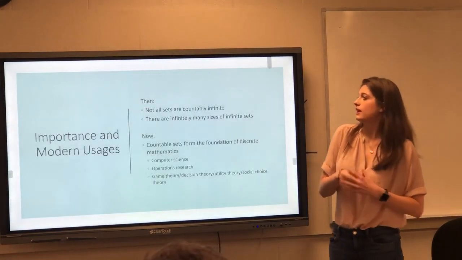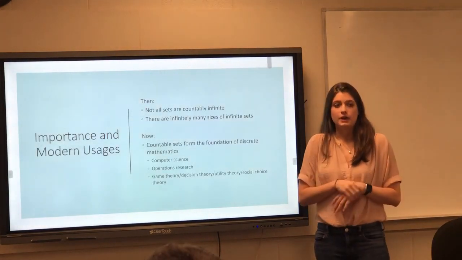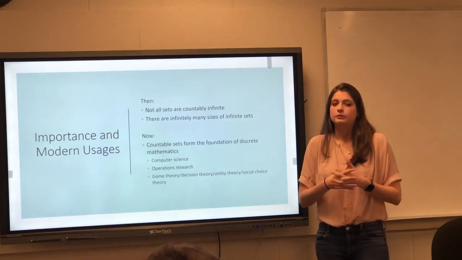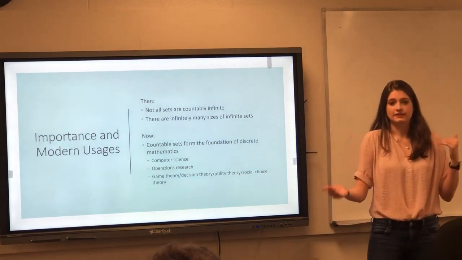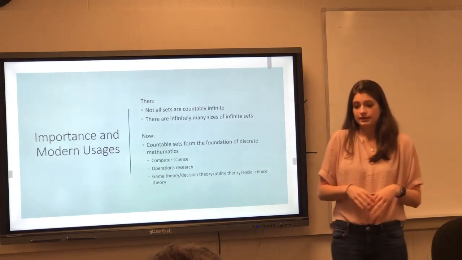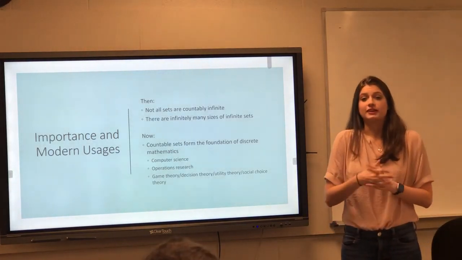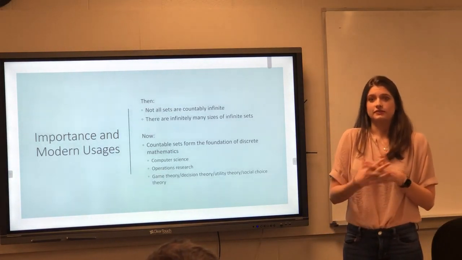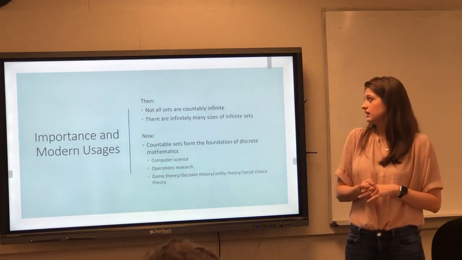So the importance of that at the time was that the prevailing theory was that all infinite sets had the same cardinality. And through doing this, he proved that that's not the case. There are actually infinitely many sizes of infinity in sets.